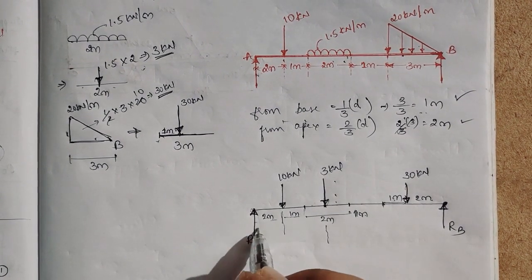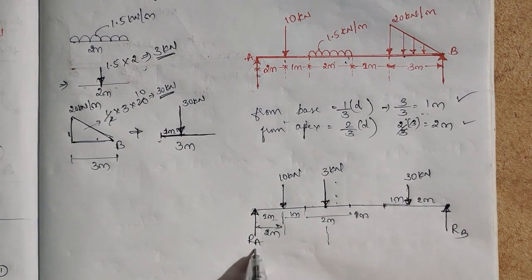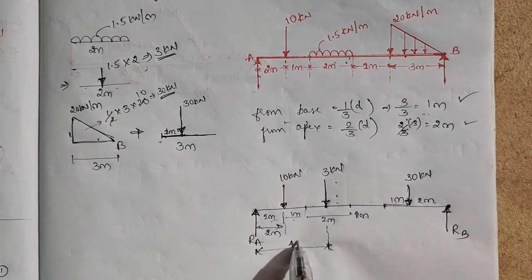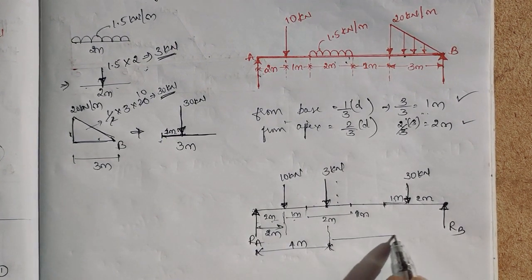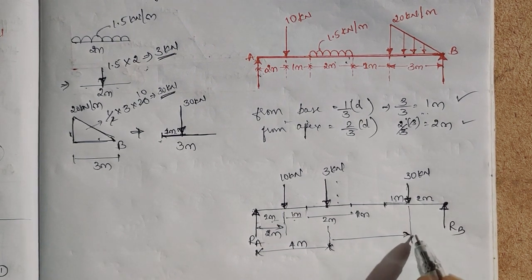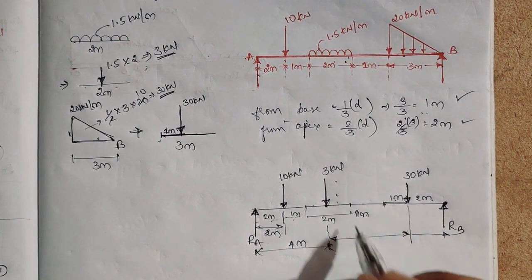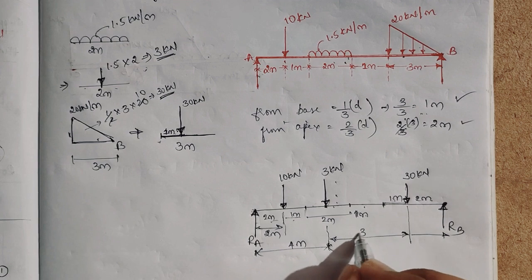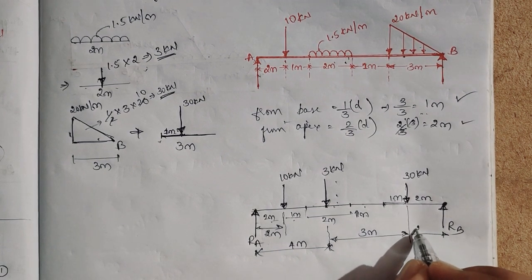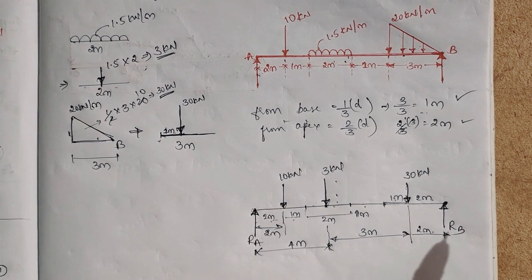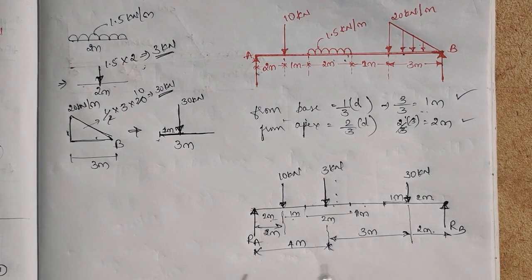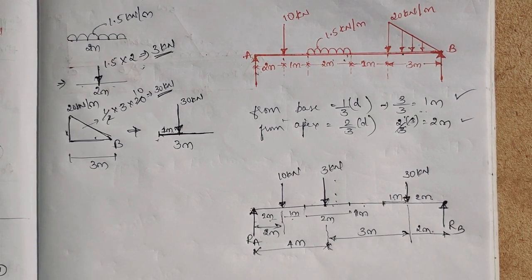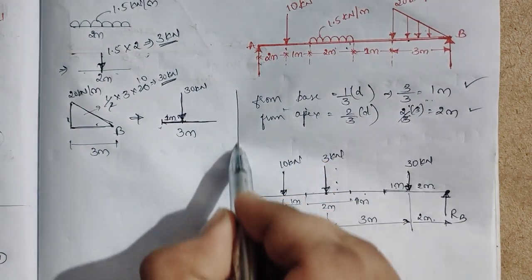So now what happened, this is 2 meter, this is 2, 3, 4 meters, and this is 1 meter, 1 meter, 2, 3 meters, and this is 2 meters. Like this we separate it out so that we'll get the correct distances while we calculate for moment. So this is the figure.